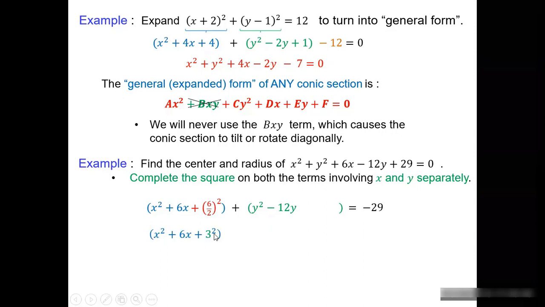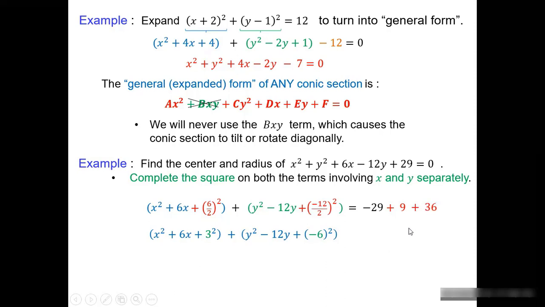which is 3 squared. But now if you take a look at what we just did, we added 9 onto the left side, so we have to compensate by adding 9 onto the right side as well. Let's take a look at y squared minus 12y. We now have to add half of negative 12, which is negative 6 squared. But notice that negative 6 squared is 36. So what we've really done is added 36 onto the left side. So we have to compensate by also adding 36 onto the right side.